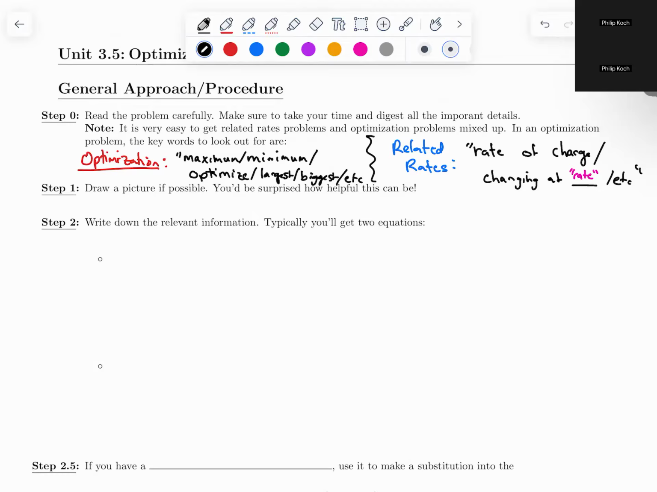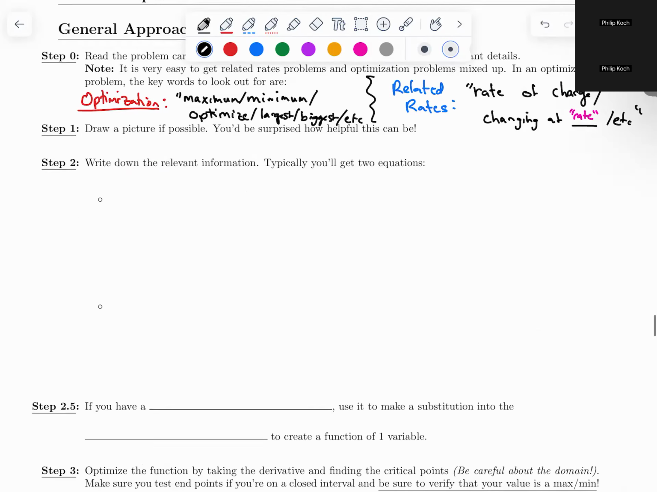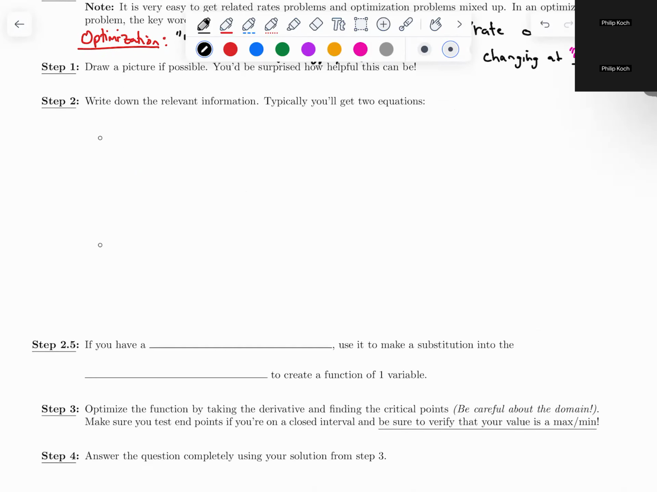Step one, or step zero, that is step one: draw a picture if possible. As per usual, you'll be surprised at how much information a picture can help you visualize. Then what you're going to do is write down any relevant information that you have. Unlike with related rates, where it's a know and a want situation, this usually ends up having two different equations. You usually have what I like to call an optimizing equation.